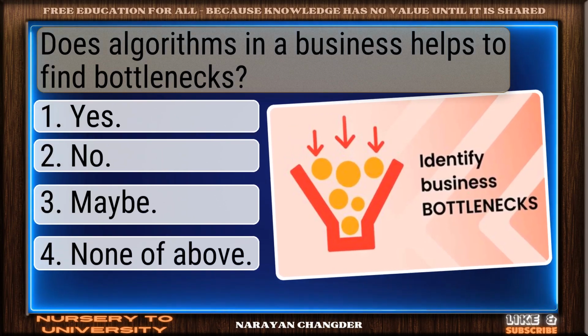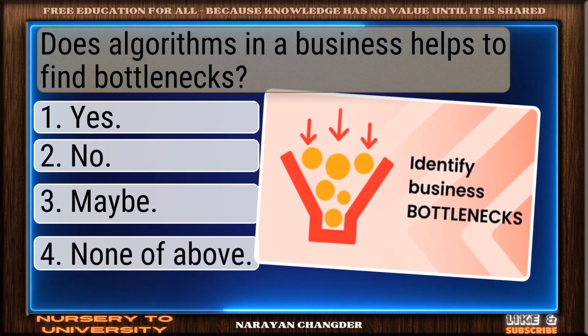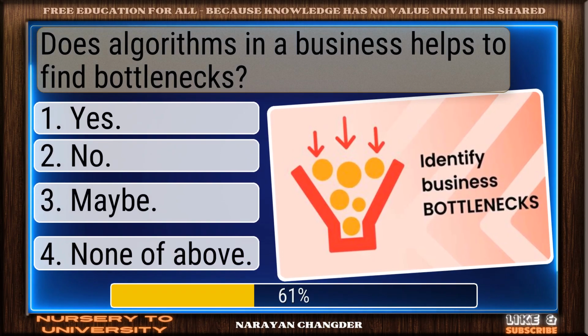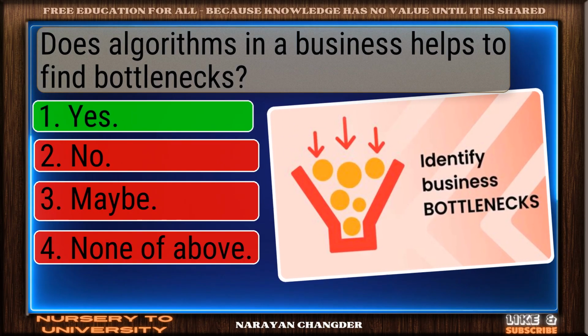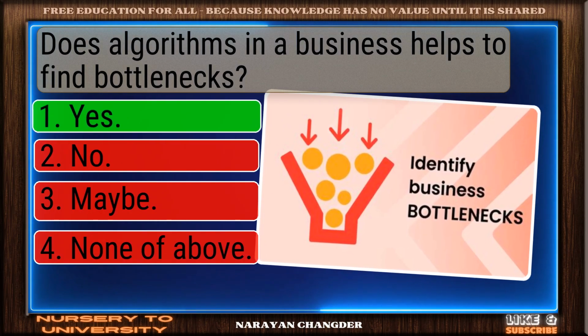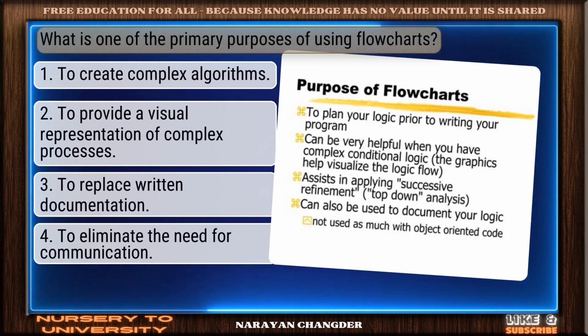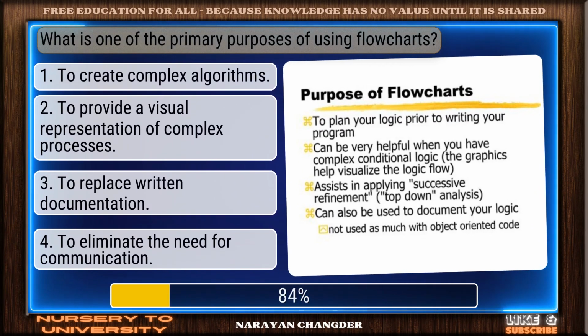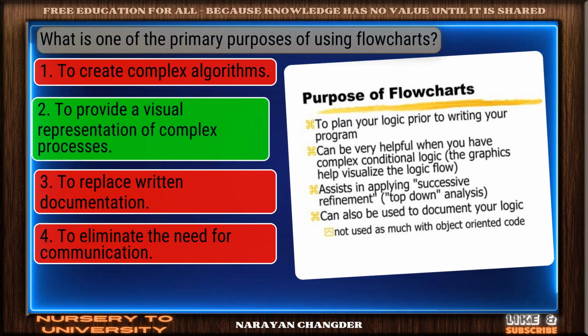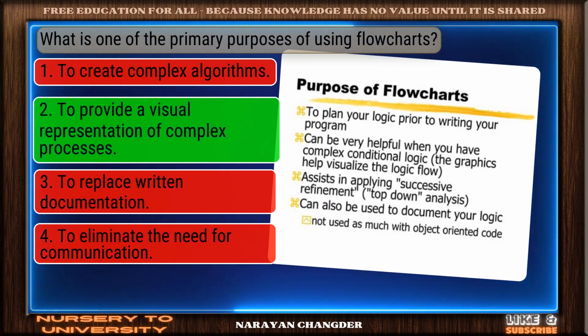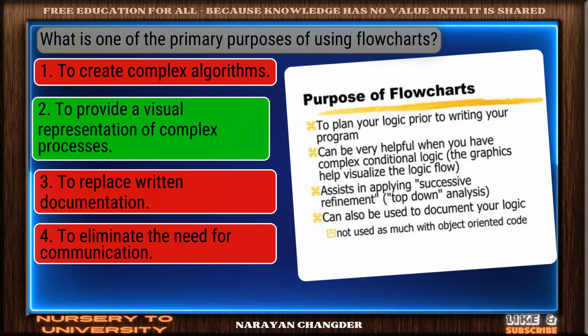Does using algorithms in a business help to find bottlenecks? Well done. Yes is the right choice. What is one of the primary purposes of using flowcharts? Great job. To provide a visual representation of complex processes is the accurate answer.